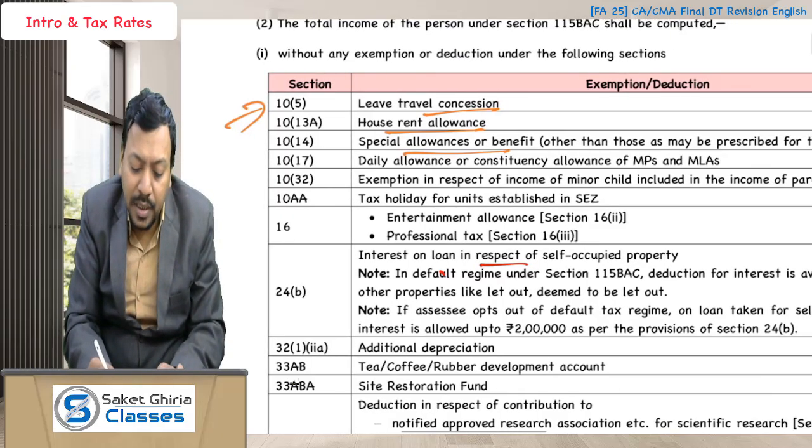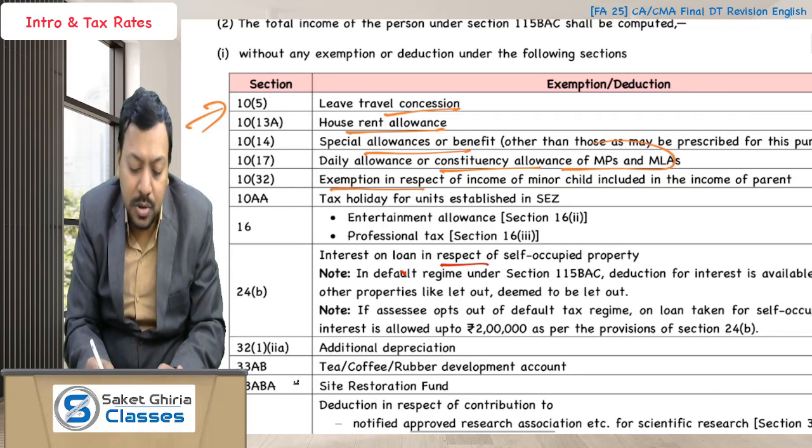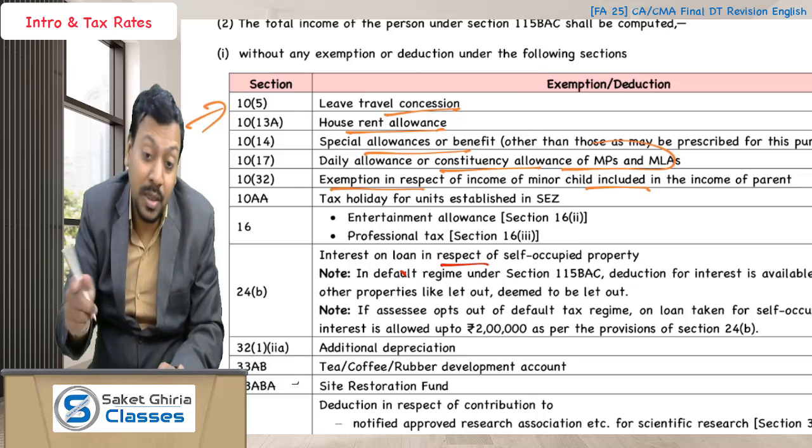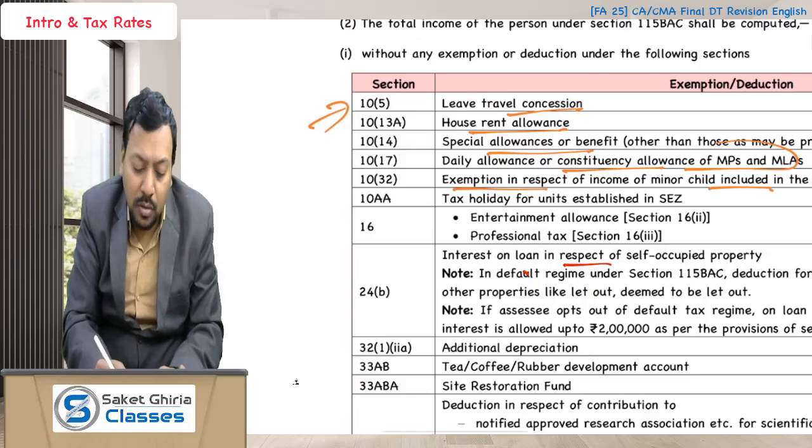Under 10(17), he cannot claim the daily allowances or constituency allowances for MPs and MLAs. Under 10(32), he cannot claim the exemption in respect of minor child income clubbing in the hands of the parent, which is 1500 rupees per minor child. He cannot claim this. Now this is important because these are basically for C-enter.